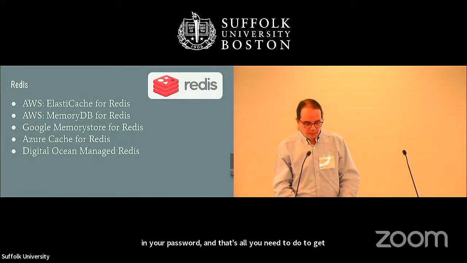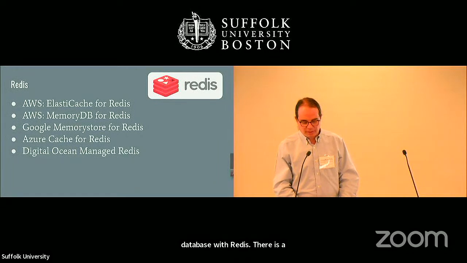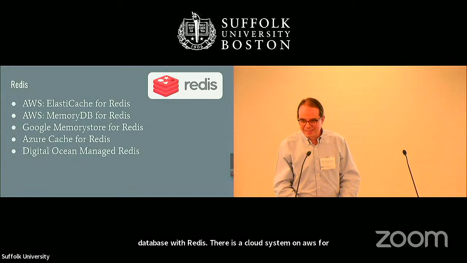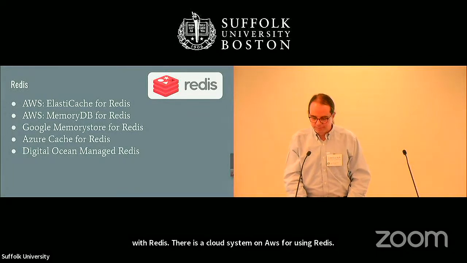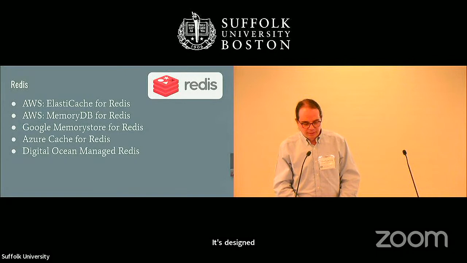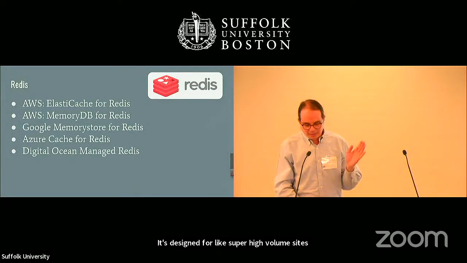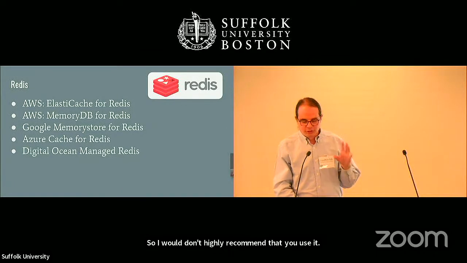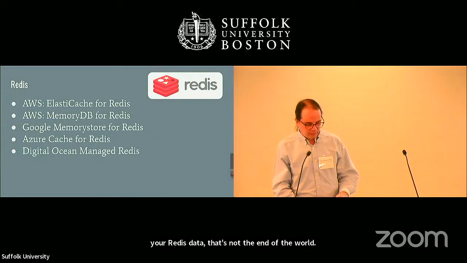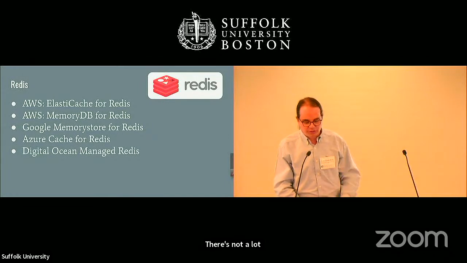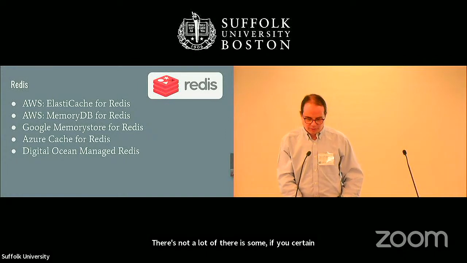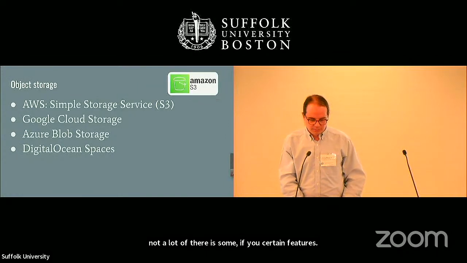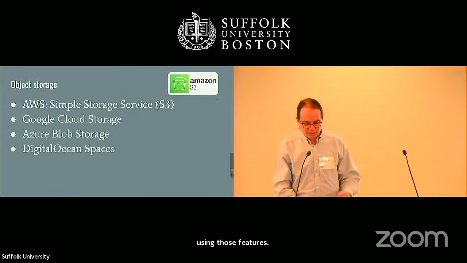database. With Redis, there is a cloud system on AWS for using Redis. It's designed for super high volume sites. So I don't highly recommend that you use it. You can use it. If you were to lose your Redis data, that's not the end of the world. There is some client data in there if you use certain features, but most people aren't using those features. So you could take a risk and just have Redis on your container.